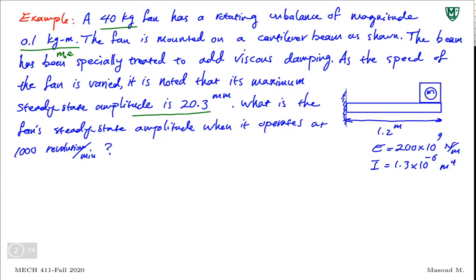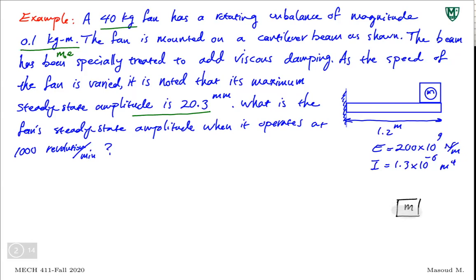Now what we're asked to find is, given this information, and we know the properties of the beam, what is the fan's steady state amplitude when it operates at this 1000 RPM. So let's start with this cantilever beam. We said we can always model a cantilever beam as a spring mass system. In this case, we're also given that there is some viscous damping added to it. So let's assume that this is my system right now, the equivalent of the system I have. That would be M.